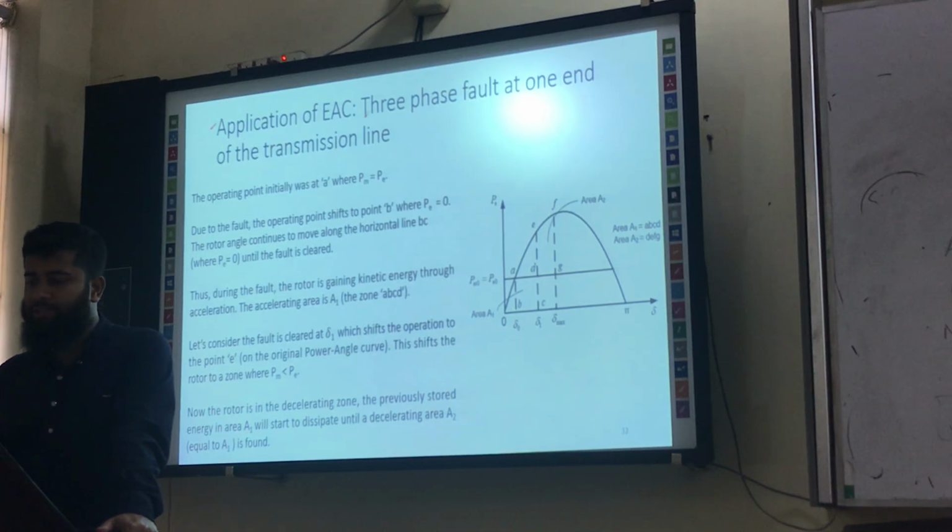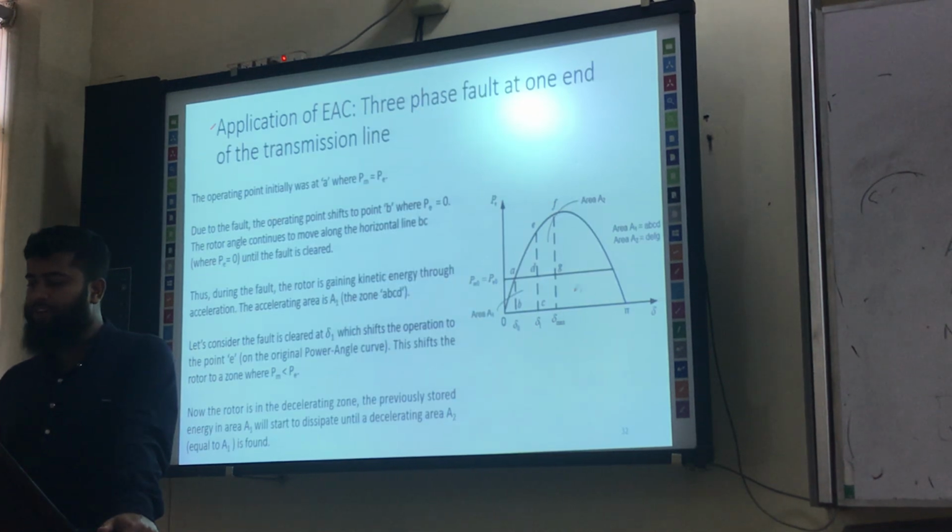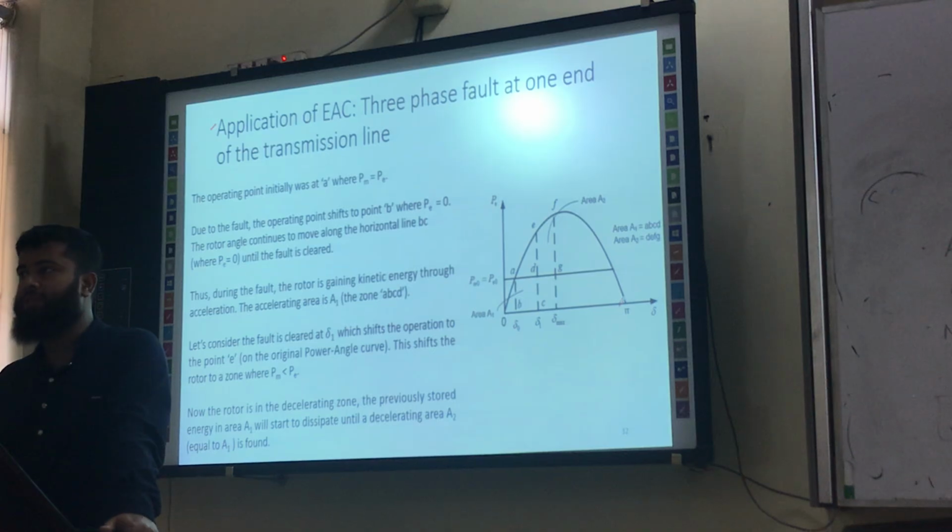Application of ESC, and that is the three-phase fault at one end of the transmission line. Now with all the information that we just gathered, we will now try to plot P versus delta, the power angle. Okay, that is our target. So how can we plot?